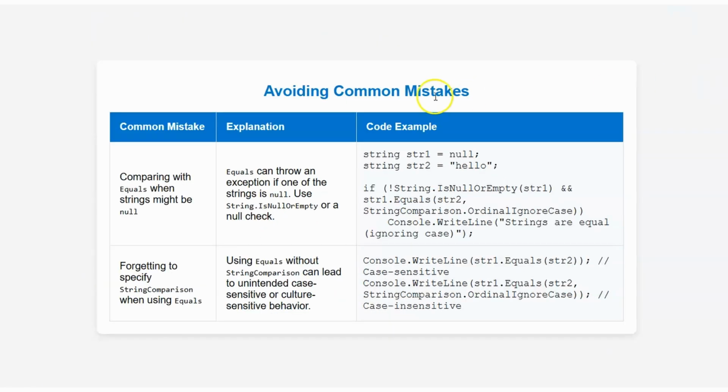And here are some of the common mistakes that programmers make when comparing strings and how you can avoid them. When you compare using the Equals method, you need to make sure that the first one is actually not null. If it is, you're going to get an exception, and you can use string.IsNullOrEmpty to check for null. And the second common mistake is forgetting to specify StringComparison when using Equals, especially if you want to make sure that the case is ignored, or if you want to specify the culture, and so on.